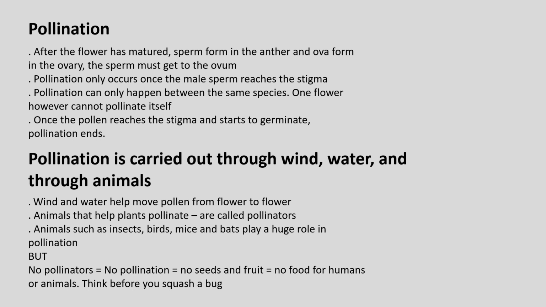After the flower has matured, sperm forms in the anther and ova form in the ovary. The sperm must then get to the ovum. Pollination only occurs once the male sperm reaches the stigma. Pollination can only happen between the same species. One flower, however, cannot pollinate itself. This is something we must know. Once the pollen reaches the stigma and starts to germinate, the process of pollination ends.